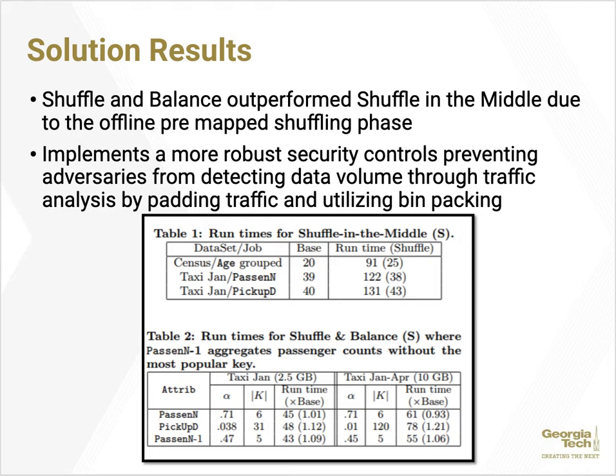In addition to being a more optimized implementation of MapReduce, it implements more robust security controls by preventing adversaries from detecting data volume through traffic analysis, as mentioned previously, by padding some of the traffic that's sent between the mapper and the reducer functions, and utilizing bin packing so that the same amount of reducers are used in each job regardless of the amount of data that's present.